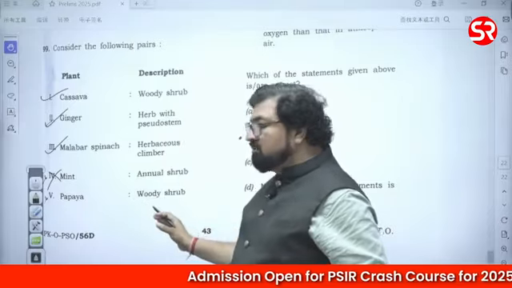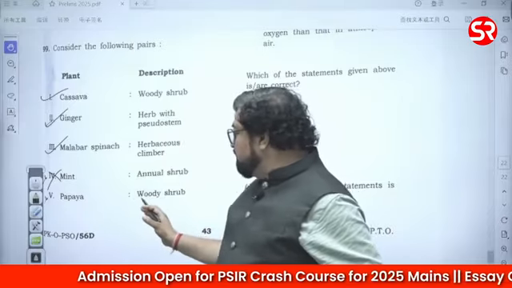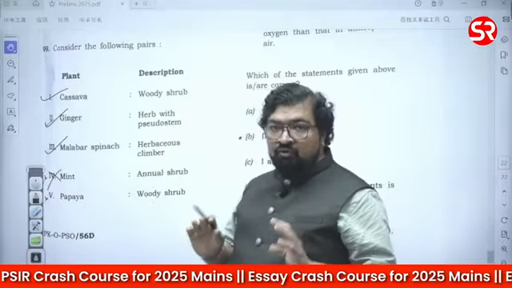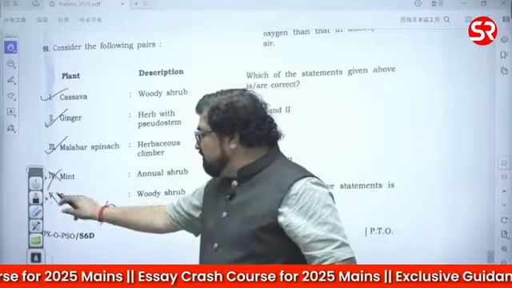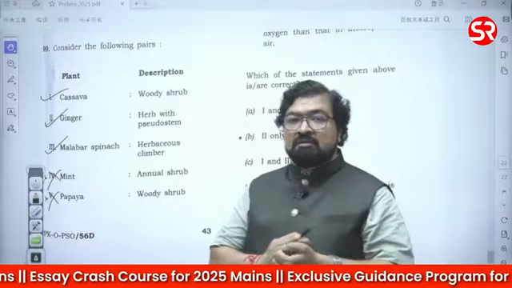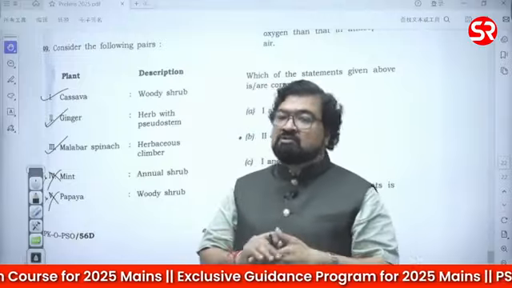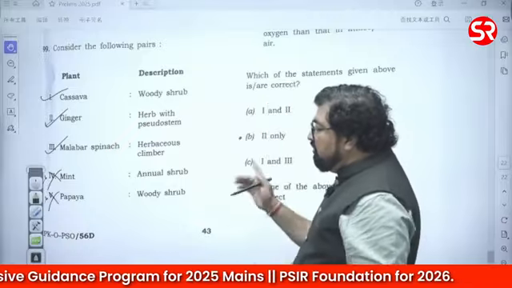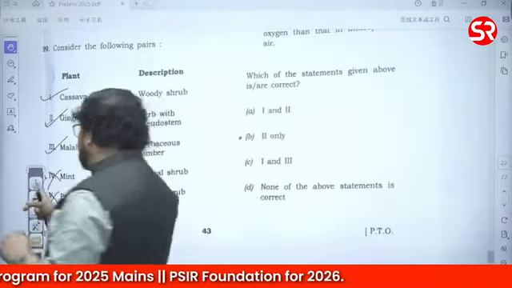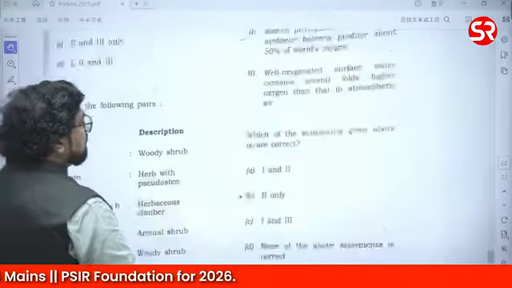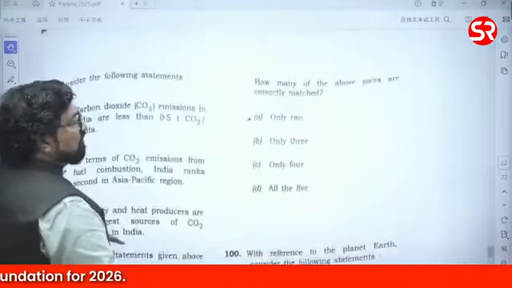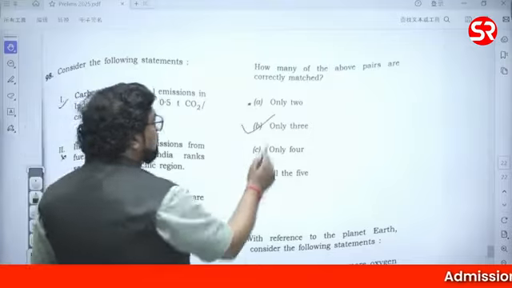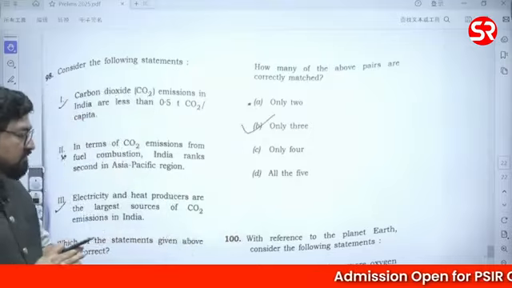Papaya, woody shrub. It's not a woody shrub, the word woody is wrong there. Right, it's a shrub, but the papaya, you have seen, is not woody, it is non-woody. So only 3 of them are correct. So if you look at how many of the above pairs are correctly matched, only 3. So the answer will be B, only 3.